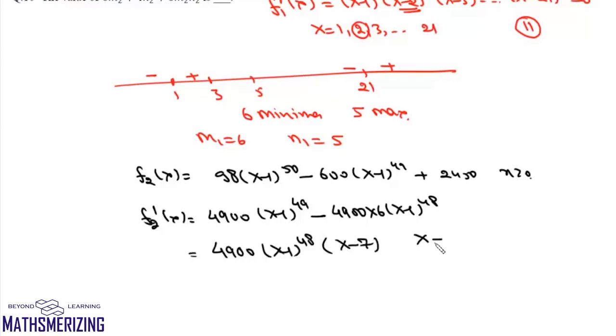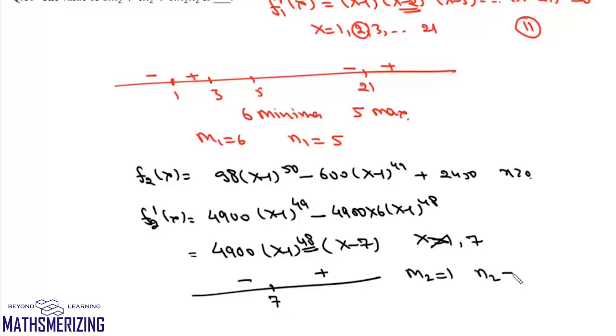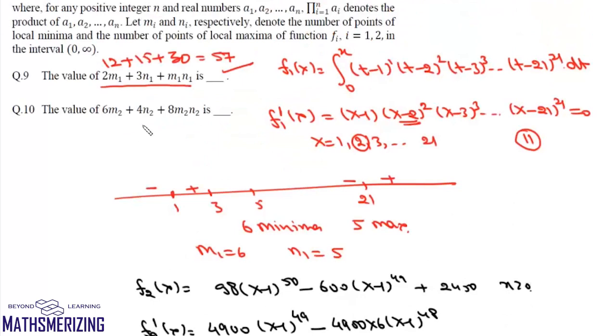Now here the critical points are 1 and 7. Now at 1, since it is an even power, there is no change of sign. So the only critical point at which this derivative changes sign is 7. Now rightmost is plus and this is minus. So here we just have a point of local minima. So the value of m2 is 1 and the value of n2 is 0. Now we need to find the value of 6m2 plus 4n2 plus 8m2 n2. Now this is 6 plus 0 plus 0. So the answer to this question is simply 6.